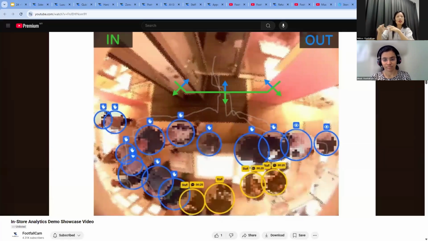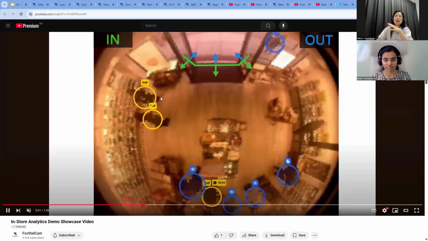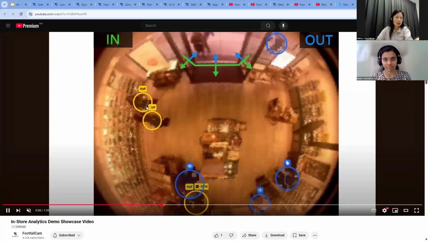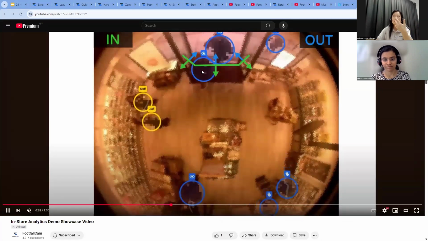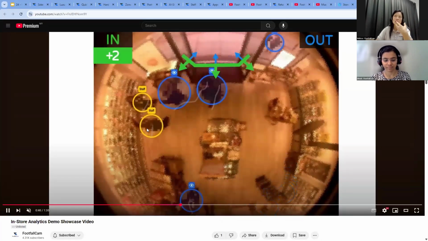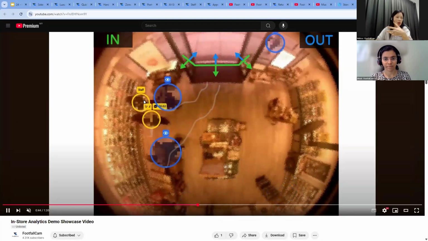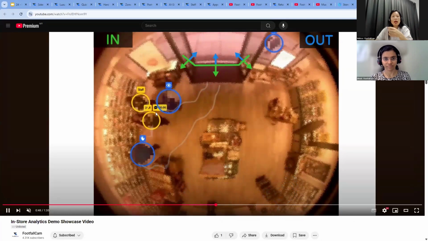So, for example, here is a jewelry store, and this is another example where it's very quiet and you have an abundance of staff. So of course, when a new customer comes in, you have one staff to serve them immediately, but you still have one staff extra. So this is an overstaffed situation.